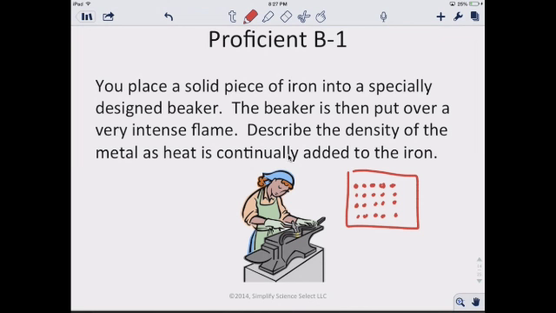As those particles heat up, well, they start to spread out a little bit into a liquid so that they can flow. And then in a gas, they're really, really spread out, so the compactness is basically nothing. So what's happening is as we add that heat to the iron, the density will constantly go down. The compactness of it will go down.